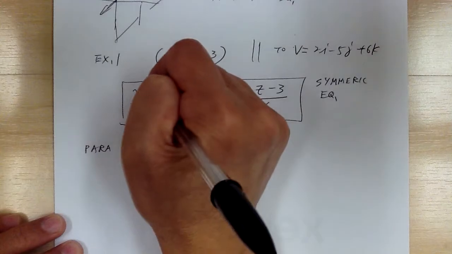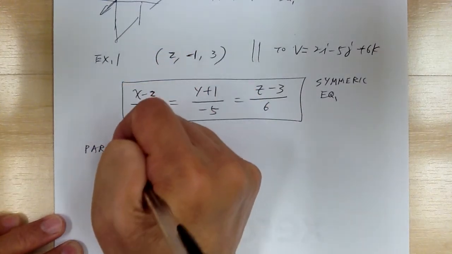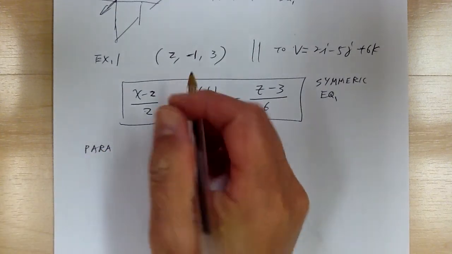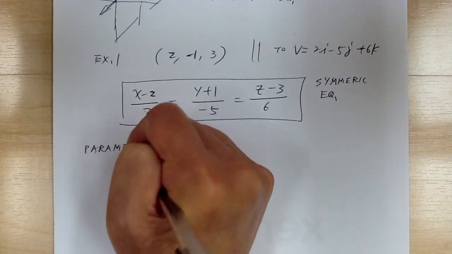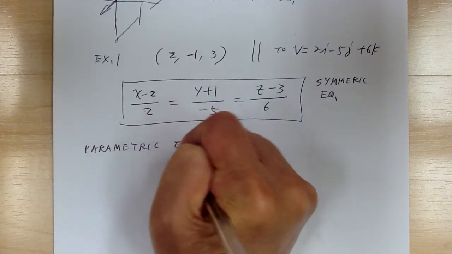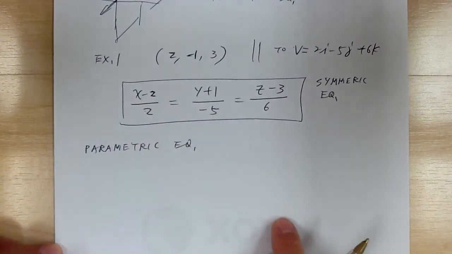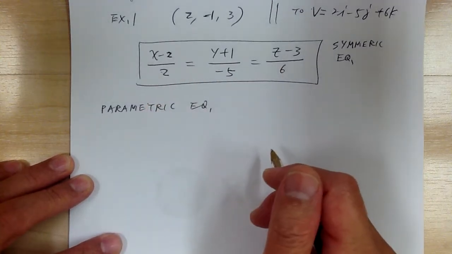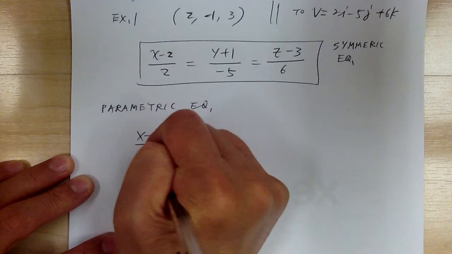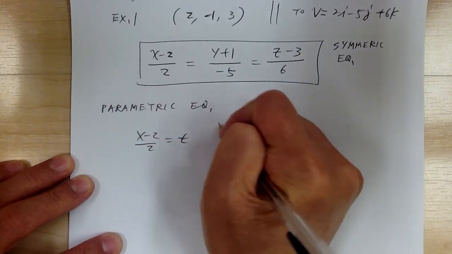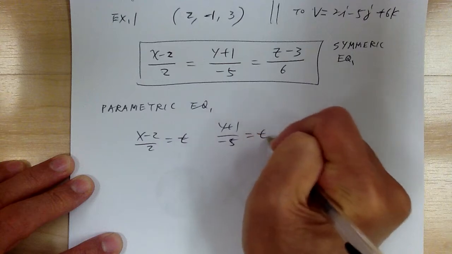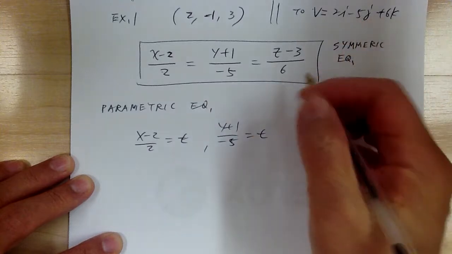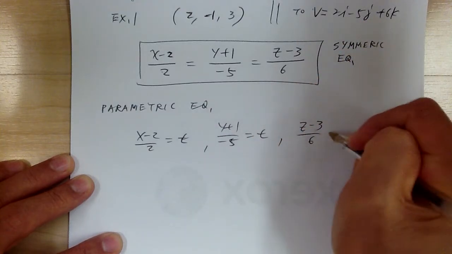Okay, but for here, parametric equation is where you set each one of these equal to another variable, and in this case we use t. So you just set each one of these equal to t, and you solve for each individual variable. So you have x minus 2 over 2 equal to t, and you have y plus 1 over negative 5 equal to t. By the way, in the book, it has a mistake. It has a positive. It's supposed to be negative, right? And then you have z minus 3 over 6 equal to t.